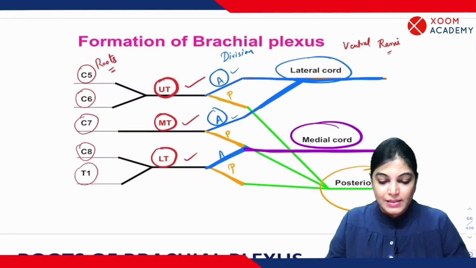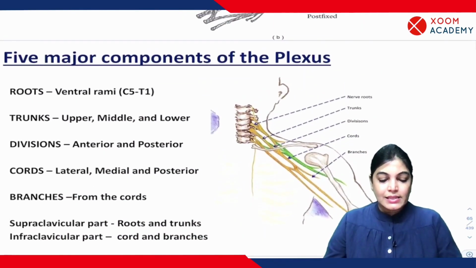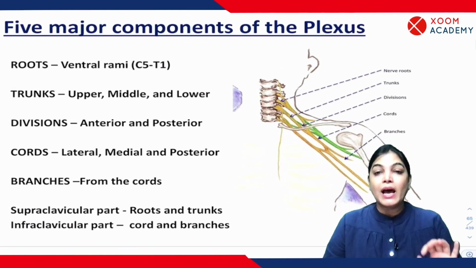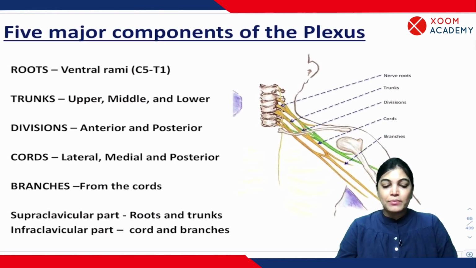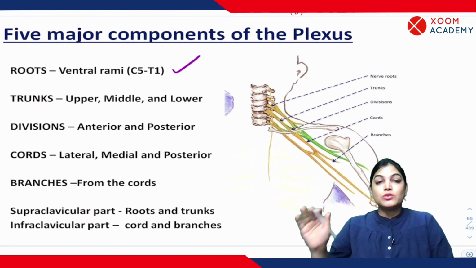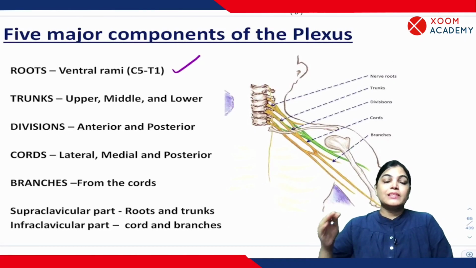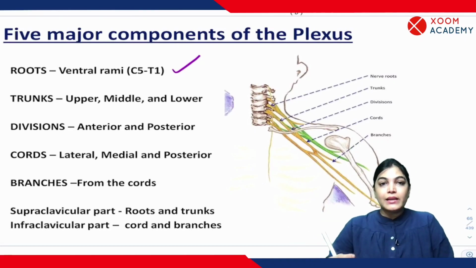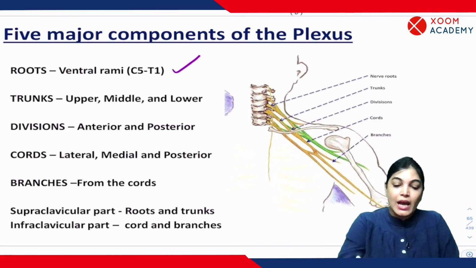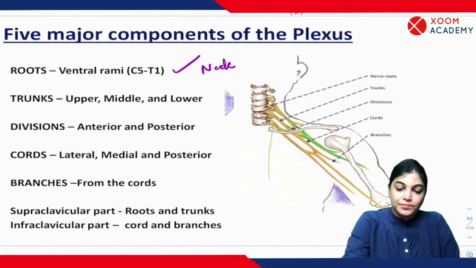So before that, let's see. So yes, in this diagram you can appreciate, so let me slightly enlarge this image. So when I am enlarging this image, you can clearly appreciate the roots of brachial plexus. So normally the roots of brachial plexus are formed by anterior rami, which are also called the ventral rami of C5, C6, C7, C8 and T1, and it is located in the neck region.